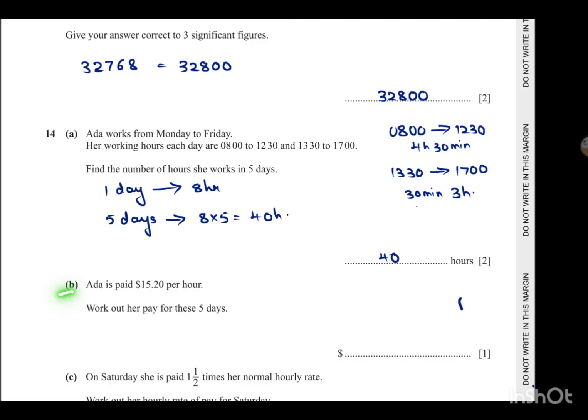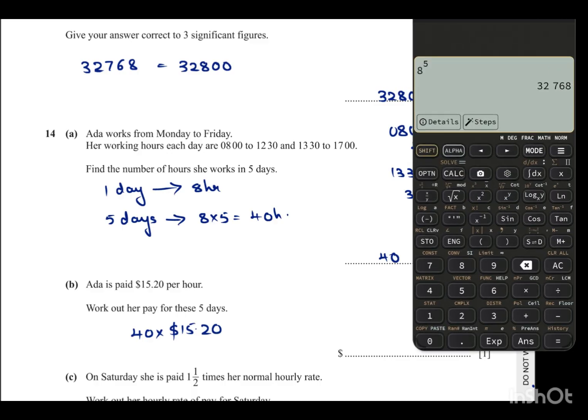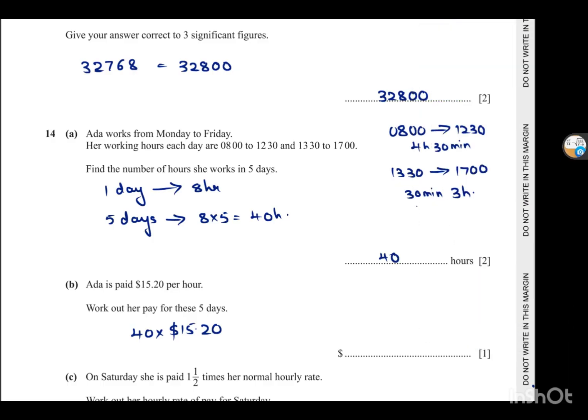Question B. Ada is paid $15.20 per hour. Work out her pay for 5 days. Now 5 days, how much is she earning? So 5 days she is working 40 hours. So 40 multiplied by the rate per hour, we have to multiply. That's it. You will get the answer. 15.20 into 40, 608. So she earned $608 in 5 days.